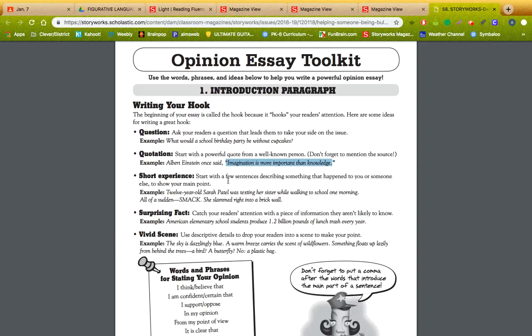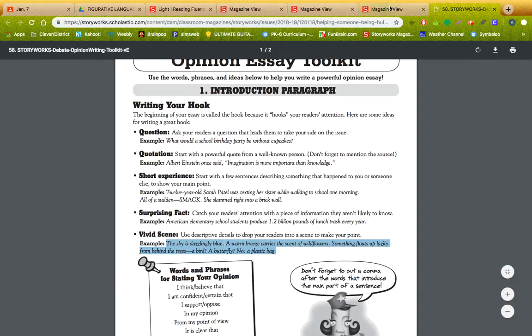You can give a short experience. And you can read these. I don't have to read all of them for you. You can give a surprising fact. Those can be a lot of fun as well. So whatever you're talking about, and in our case, we're talking about bullying, you could give a surprising fact about it to start us off, to grab our attention. Or you could do a vivid scene where you kind of set the stage for us. Okay, so look through these and decide, which one would you like to use? Now, I'm going to show you some examples.